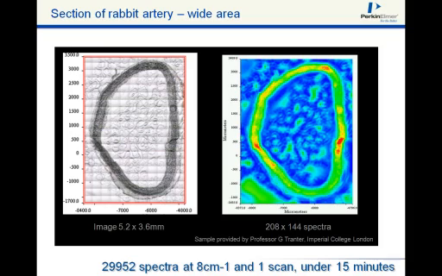The first one, I'm 70 years old, so this is sort of interesting to me. This is research on rabbit arteries. On the left, again, you see the visible image, and on the right you see what's called the false color image. It doesn't look all that much different than the visible image because basically it's just the total amount of energy hitting the detector.